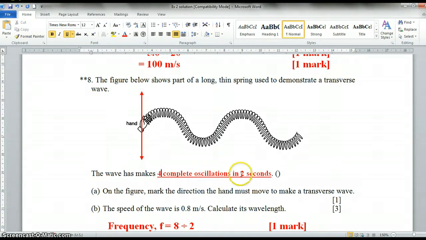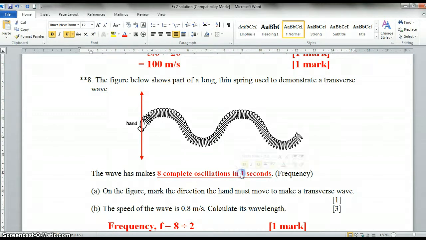4 complete oscillations in 1 second, right? Isn't this the frequency? Frequency measures the number of complete oscillations in 1 second. So, the frequency happens to be 4 Hertz.